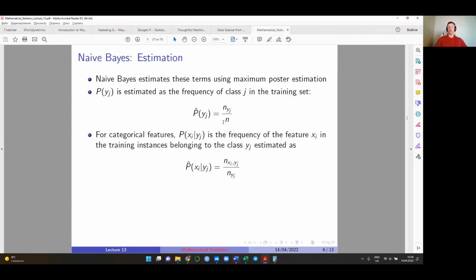Is it posterior or posterior? Oh, yeah, it must be posterior. Yes, yes, thanks. That's a typo here.